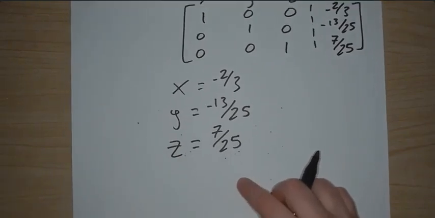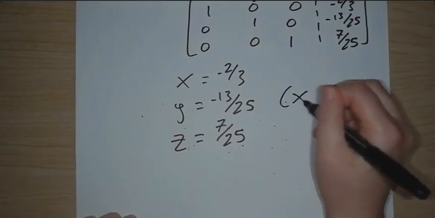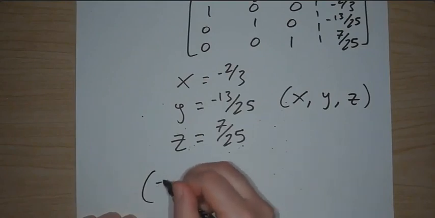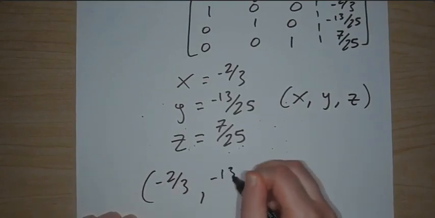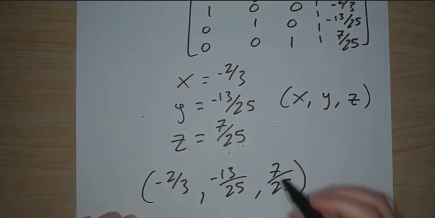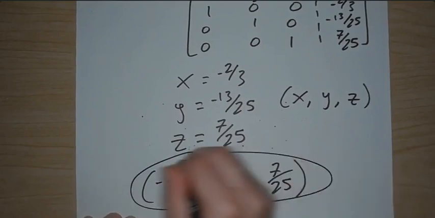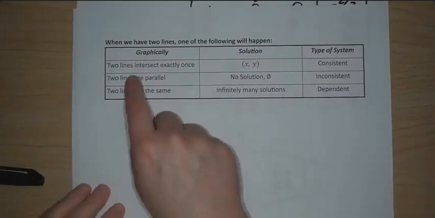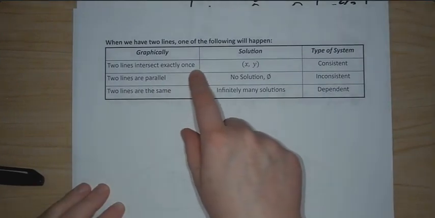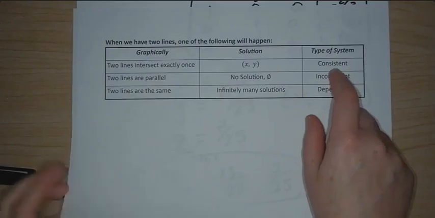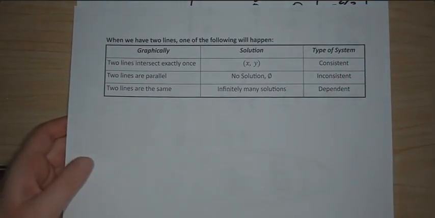We can write it in ordered form where we have our x, y, and z as such. So I will write it in that format. We have negative 2/3, negative 13/25, and 7/25. So we have a solution. Because we have a solution and this is a linear system, we can go back to our table and know that because our lines intersect exactly once at the ordered pair that we found, the system is consistent. So our system is consistent and we have found an answer.